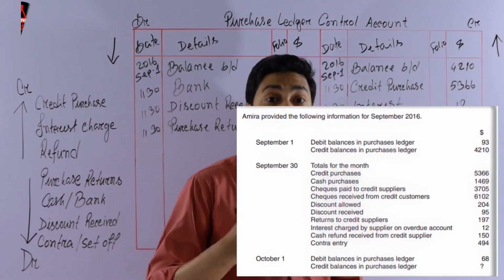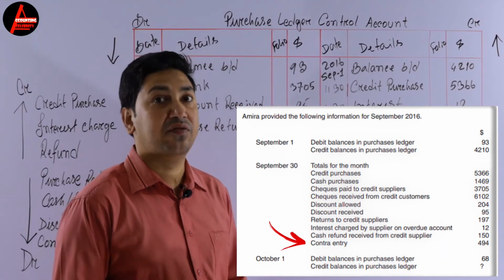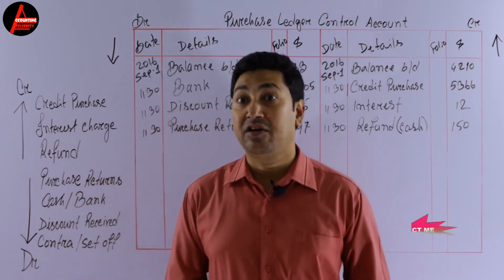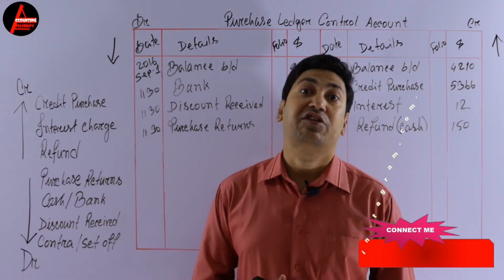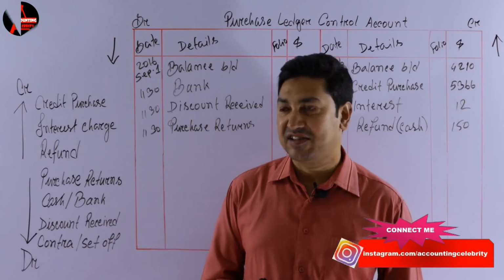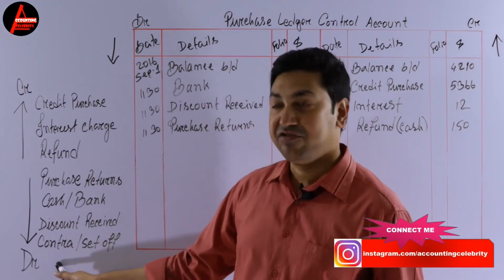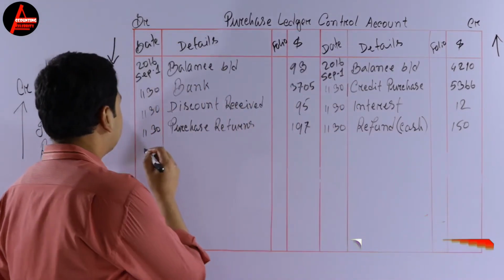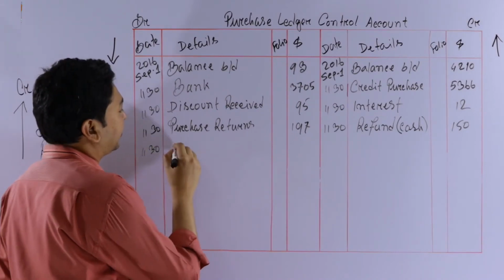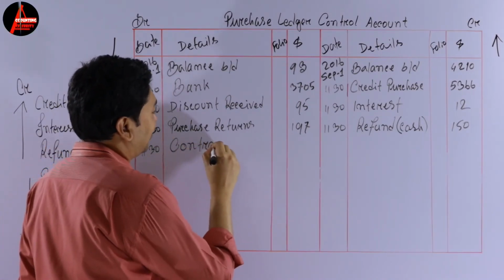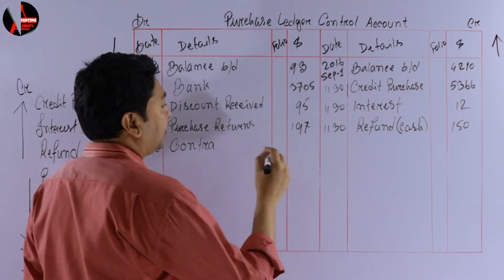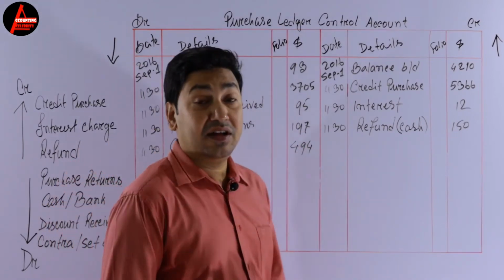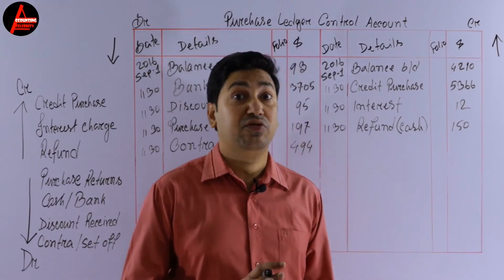Okay. Then the last one, contra entry, $494. So remember, contra entry will be recorded always in the debit side of purchase ledger control account and in the credit side of sales ledger control account. Okay. So it is here in the debit written that means your trade payable will be decreasing. So let us write September 30 contra. It is here $494. Great, we recorded all the items here. Okay, the relevant items we recorded here.